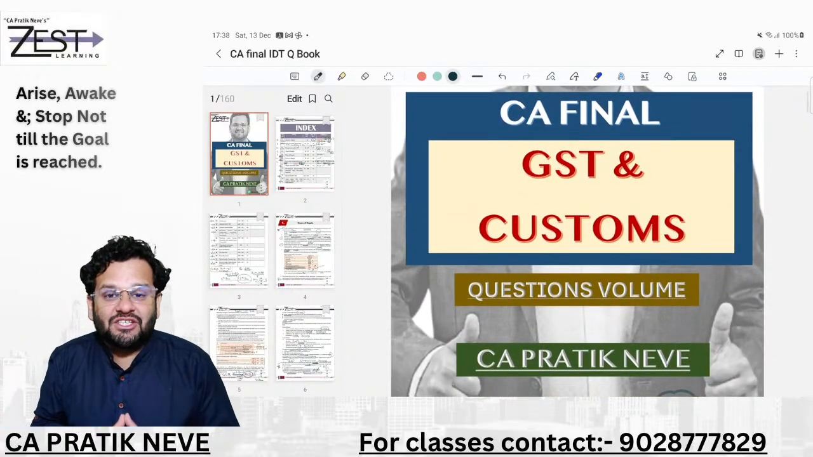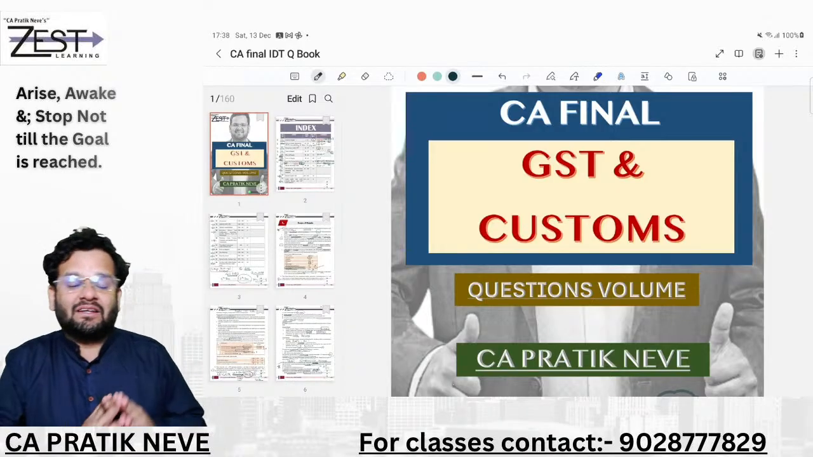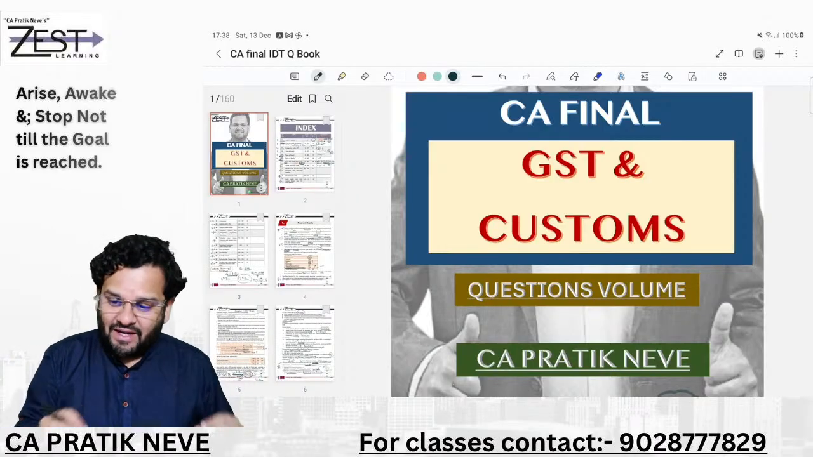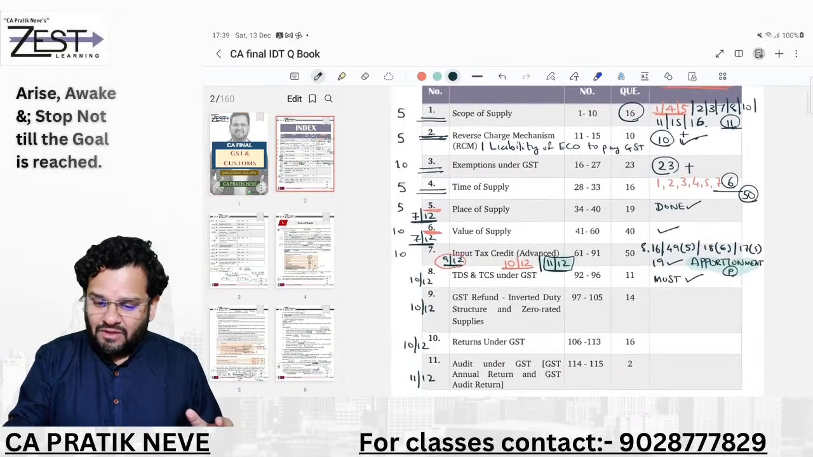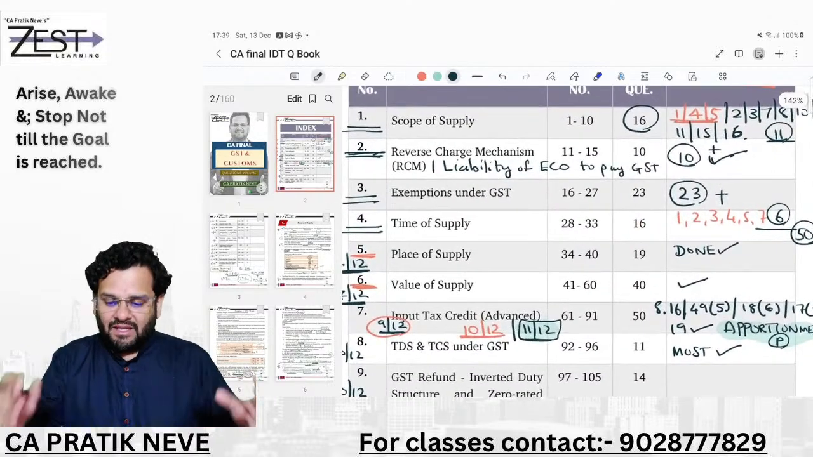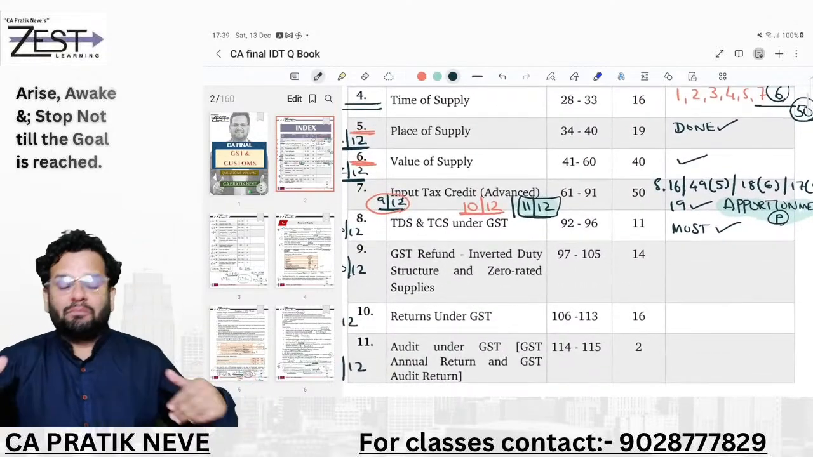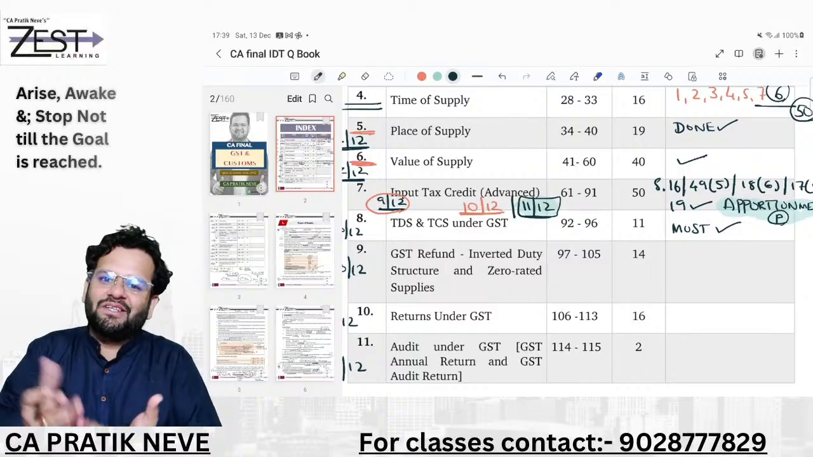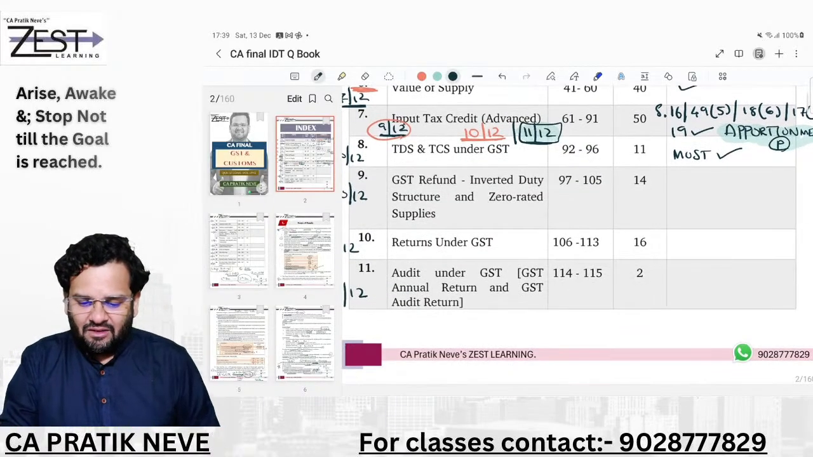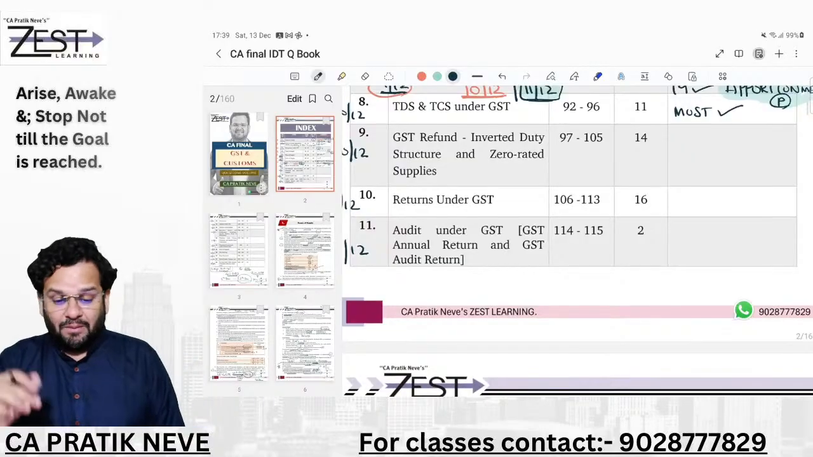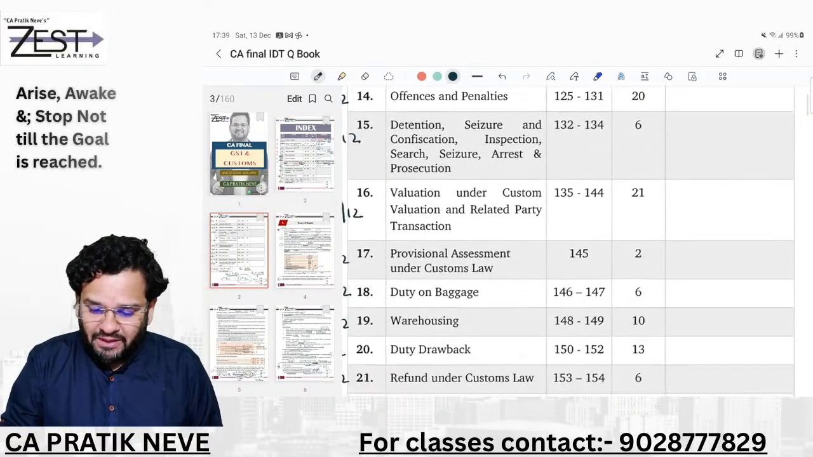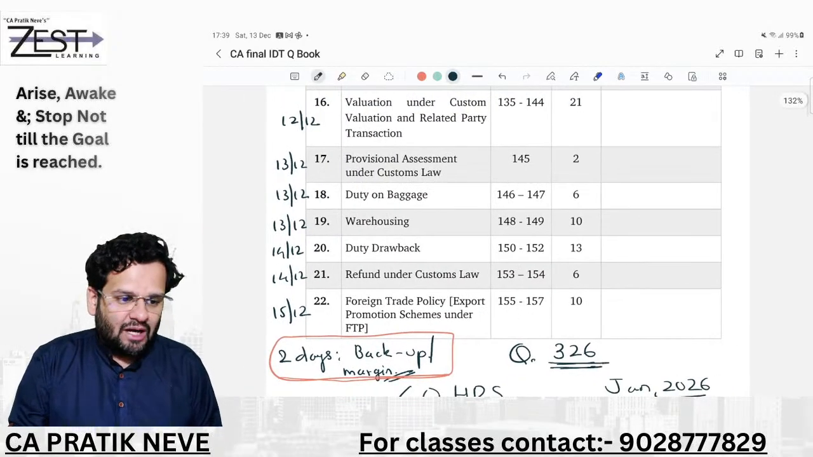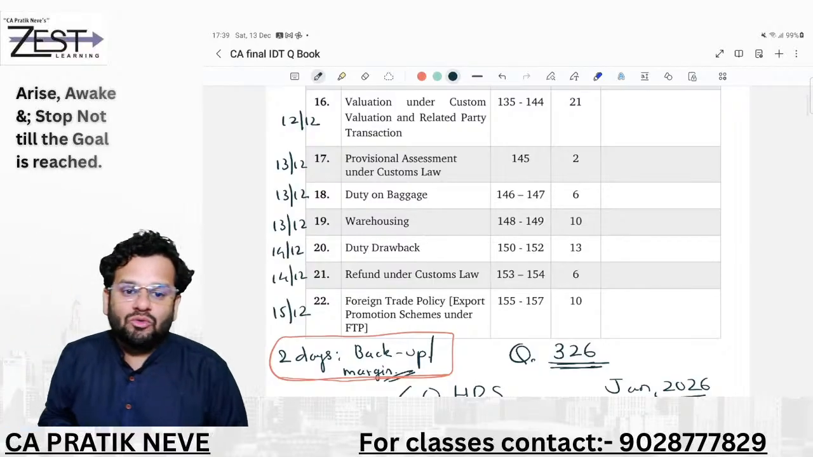This is our session number 9, and please note that in the earlier 8 sessions we have done valuation under GST, means finding out the value of supply. Then we have done scope of supply, RCM, exemptions, time of supply, place of supply, ITC, and we are still in the process of doing ITC in upcoming sessions. Then yesterday we did TDS and TCS. In the upcoming sessions we will be doing other topics as well, but I thought let us do the weightage oriented topic first. So today's session we are going to do customs.